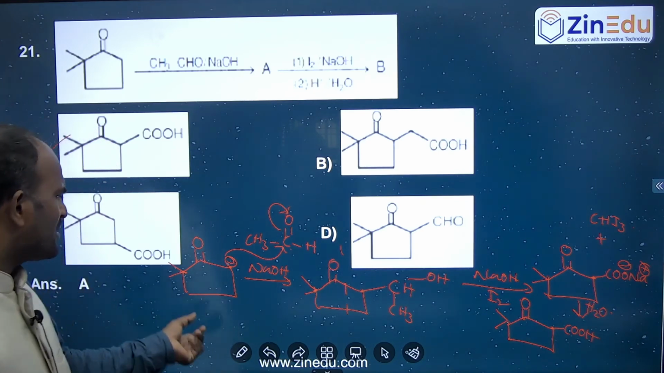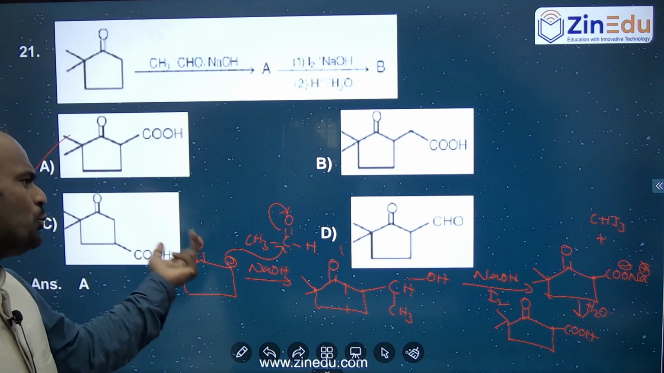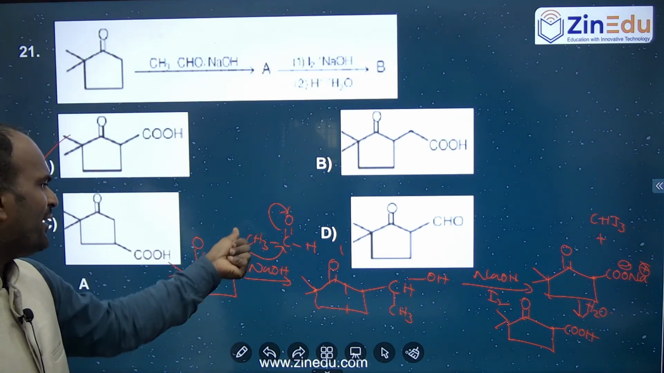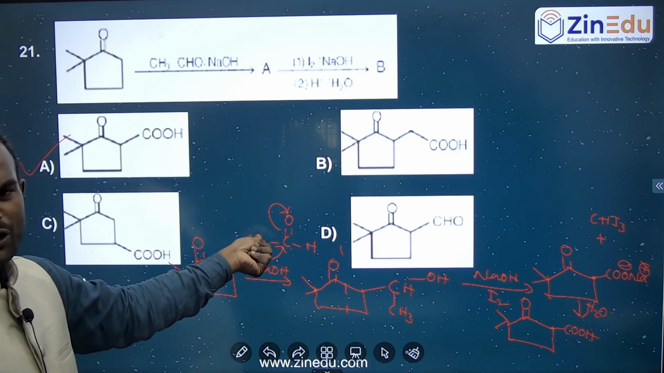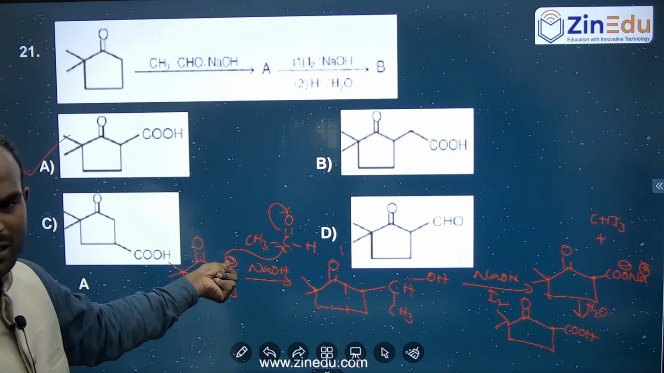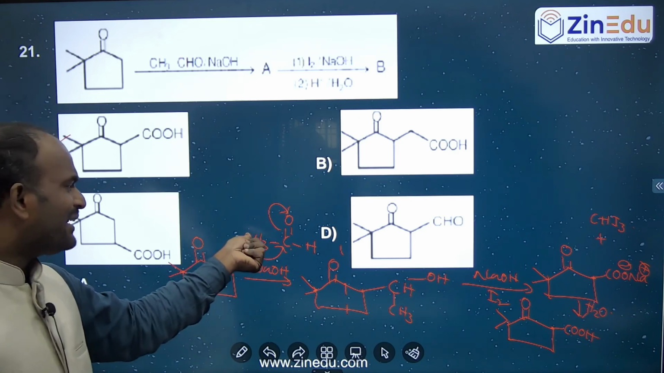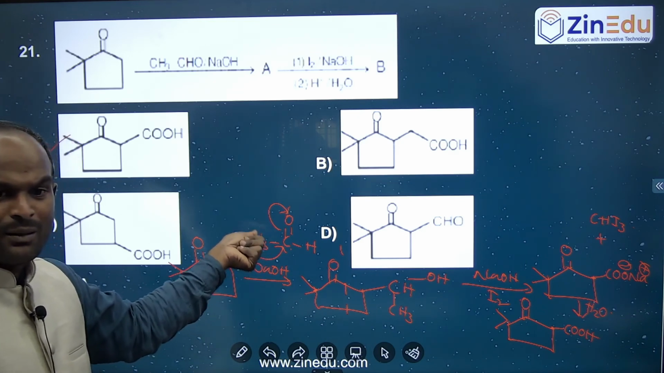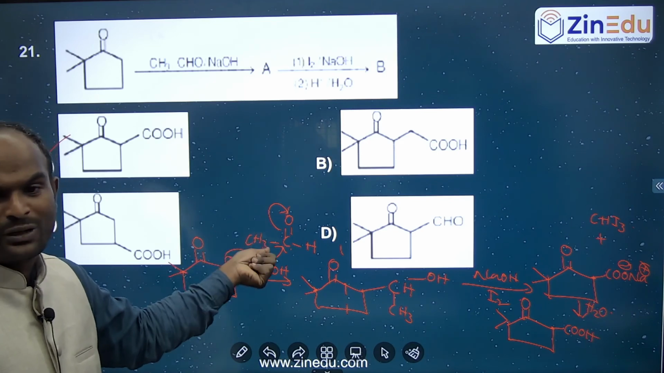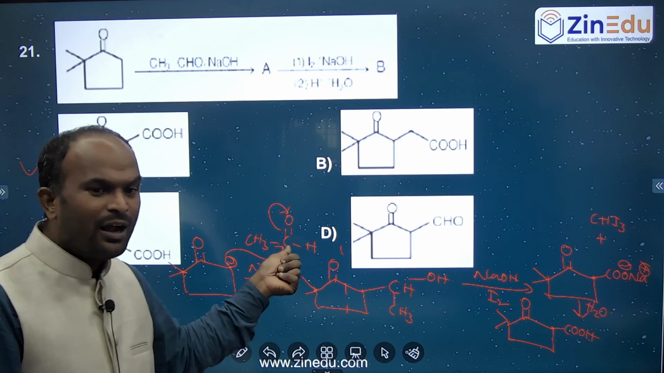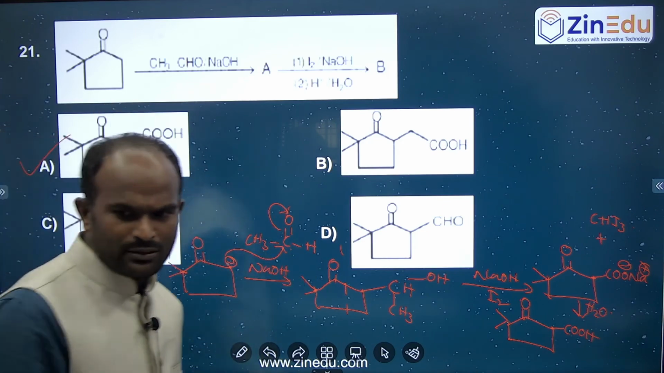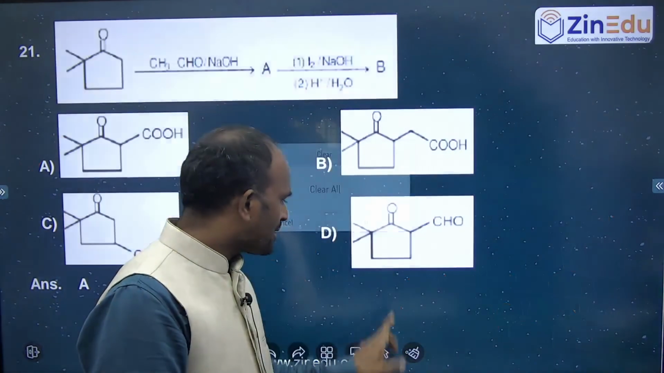This is the mechanism. There are two possibilities, either the carbanion can be formed here as well as here, but in the options, the carbanion forming here is not at all going to match. That's why I have taken the carbanion formed here. But anyway, if the carbanion forms here, the probability of formation of the product is going to be less. That's why we did not consider this carbanion, rather this one. Okay, clear?